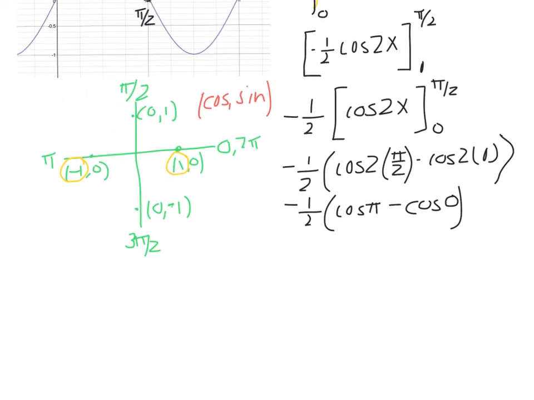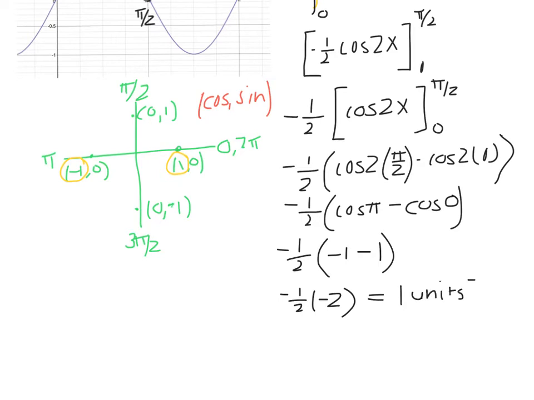So I end up with negative 1/2 times cosine of pi, which we said is negative 1, minus cosine of 0, which we said is positive 1. So negative 1/2 times negative 2, which gives me 1 units squared. And that's the area of that first arch of my function y equals sine 2x.